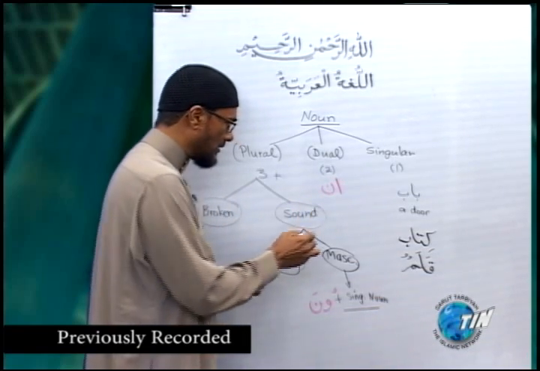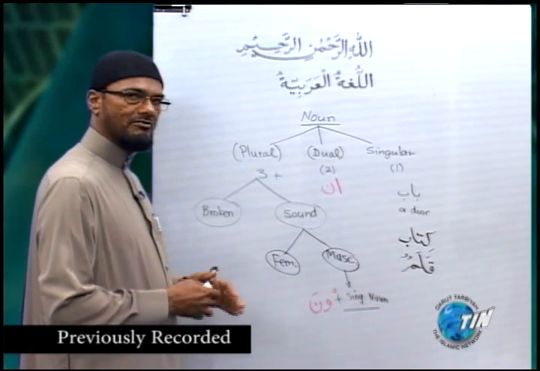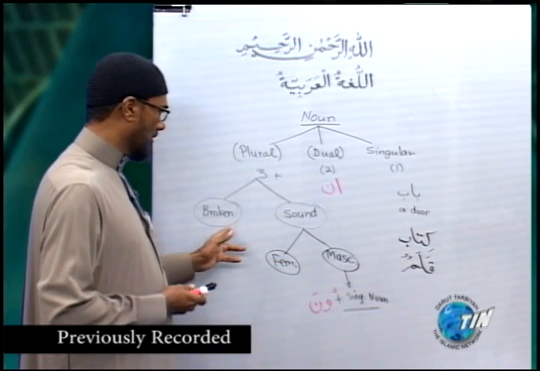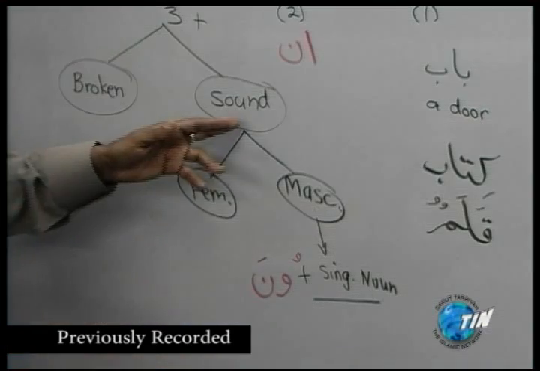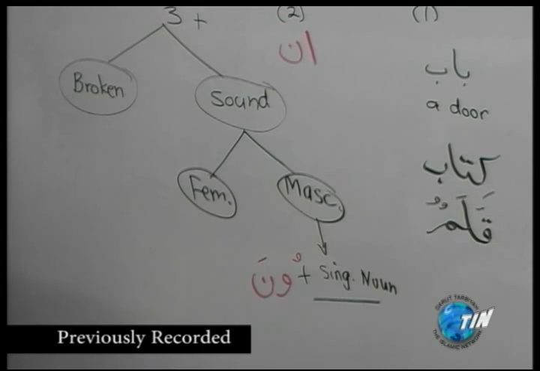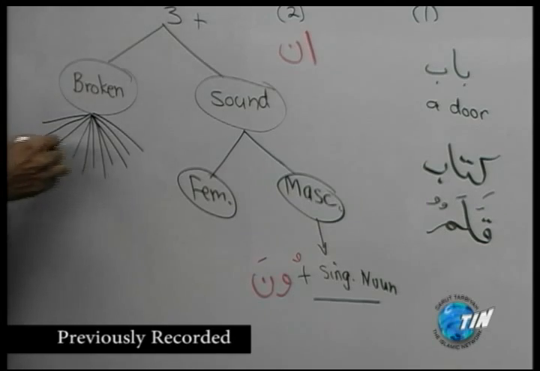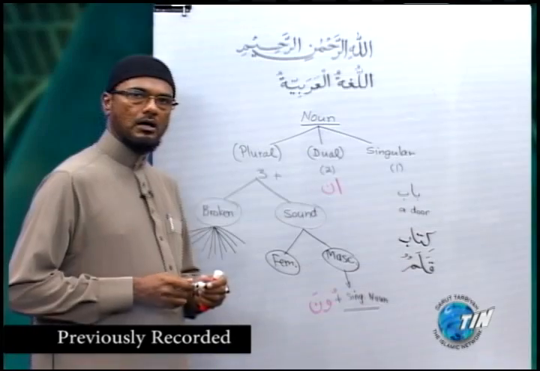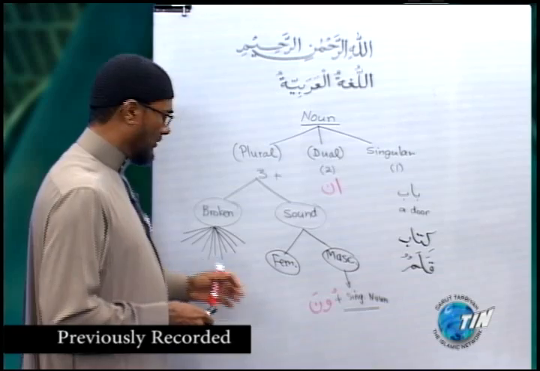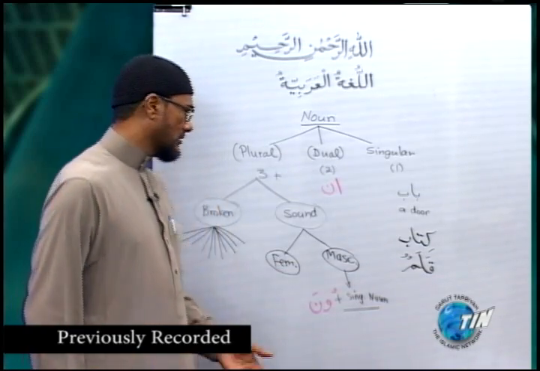Okay, and then I went on to talk about the plural and mentioning that the plural is subdivided into sound and broken. The sound is now again subdivided into two: masculine and feminine. All right, the broken plural has many forms. Okay, there are many forms of the broken plural. We would not be talking about the broken plural in the next few lessons. The broken plural, we can talk about that in some later lessons, insha'Allah ta'ala.